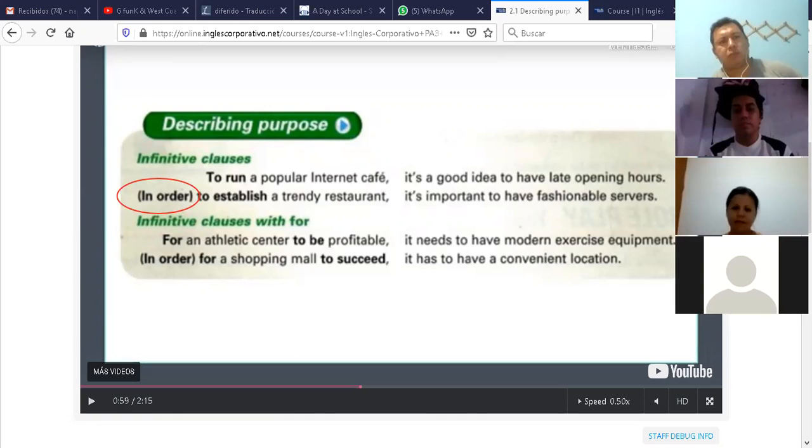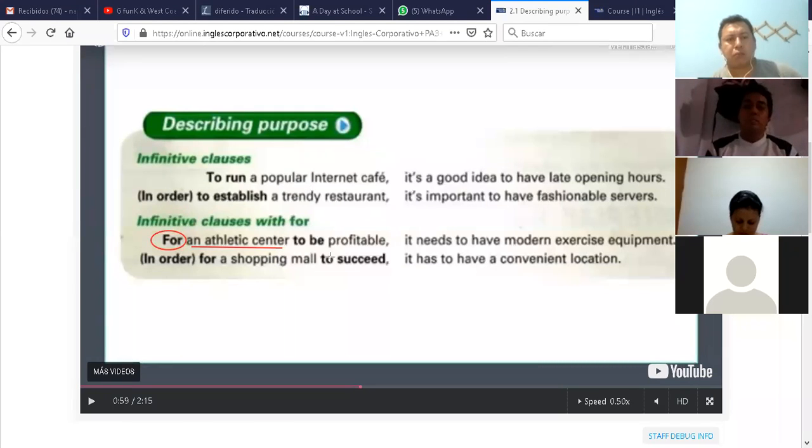Voy un poquito jalado porque es el tema de ayer. No crean que así va a ser siempre. Here, the difference is that with the infinitive, with the use of to, we are using verbs. Here, with for, we are going to use nouns. For an athletic center to be profitable, o sea, que de pisto, profitable, it needs to have modern exercise equipment. So we are going to have para, and this is how the structure is going to be. Para que tal cosa sea tal cosa, aquí va el verbo, necesita, tiene que, y el complemento.